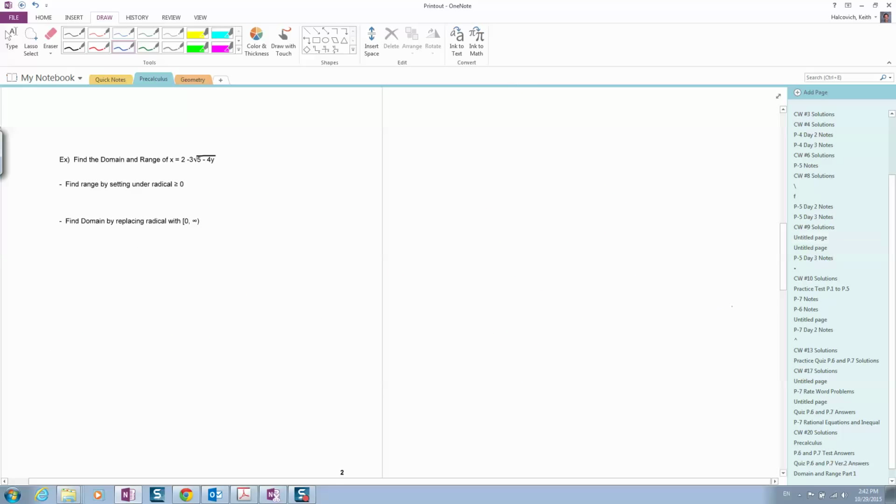Alright, when we're talking about a radical function, remember now the range is going to be under the radical, so we make 5 minus 4y greater than or equal to 0. And then when we divide by the negative, remember we have to flip the sign. So y is less than or equal to 5/4. That is our range.